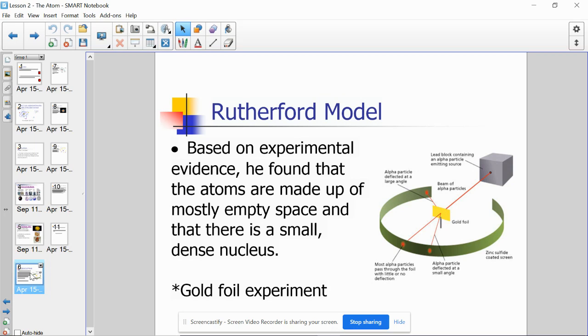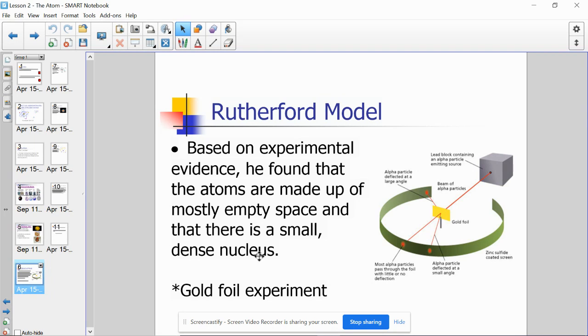So when we say mostly empty space, we're talking about mostly empty space, like 99% of the atom is made of empty space. That allowed these particles to pass through easily. Now, since the center of the atom is dense and positively charged, when that positively charged alpha particle coming out of that lead box came towards the gold foil, some of it would deflect if it came too close to the nucleus.